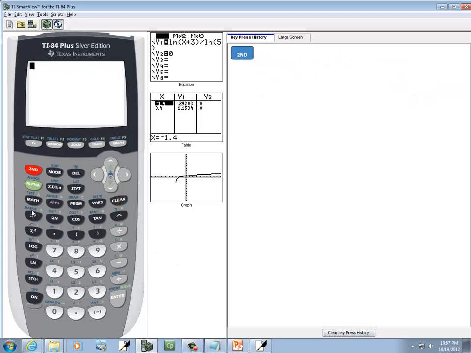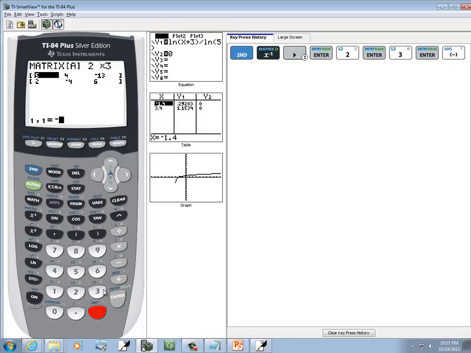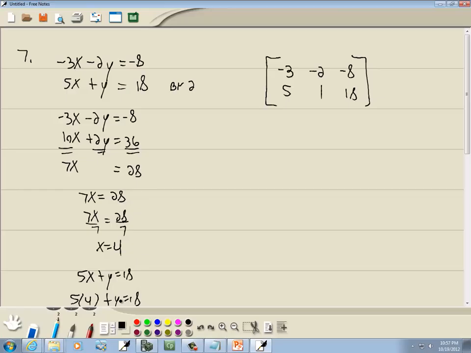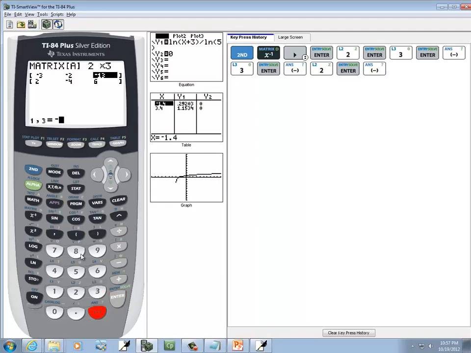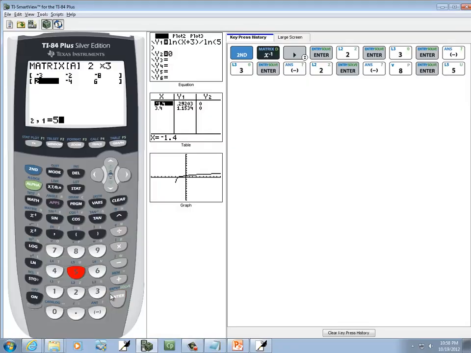So I'm going to do my second x and negative 1, and then right arrow over to edit. Enter on A, it's 2 by 3 again, so we do 2 enter, 3 enter. We'll input our numbers, so I got negative 3, negative 2, and I'm pressing enter after each number. Negative 8, enter. 5, enter. 1, enter. 18, enter.